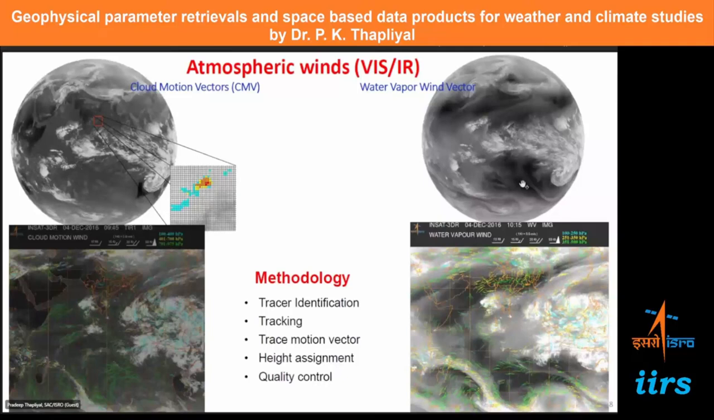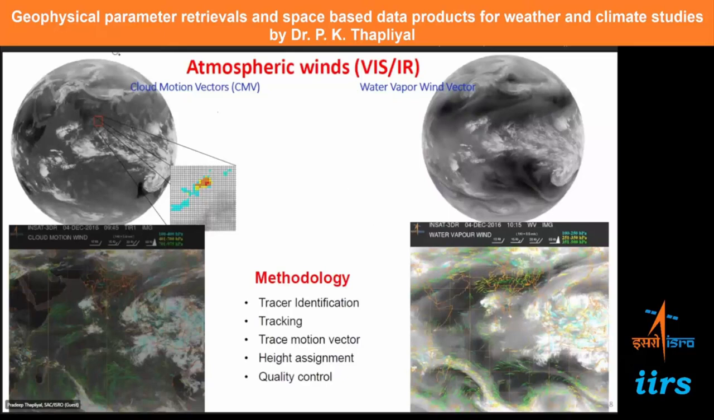So here you have to track the gradients. Earlier you had to track the patches of clouds. In this water vapor imagery, you have to track the gradients of water vapor. And based on tracking of those water vapor gradients, you know what the wind speed is at that layer. That is called water vapor wind vector. When you combine water vapor wind vector and cloud motion vector, you call that atmospheric motion vector. So this is an example.